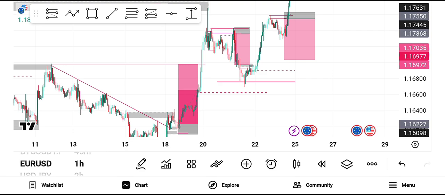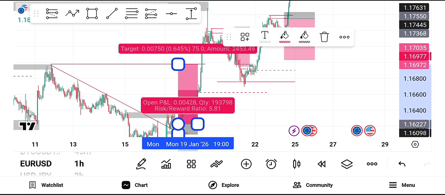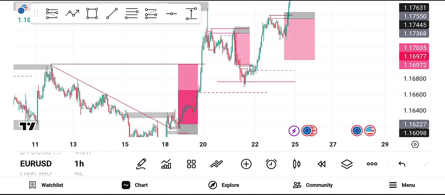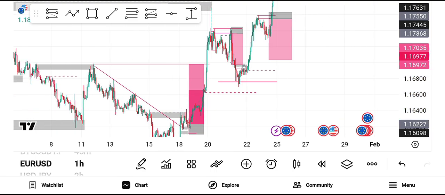So in short, I still have more than 30% of my profit. Let me use R instead, so I have 5 minus 1 minus 1. That should be 3.8. That's what I have. Now we also took another trade on gold.